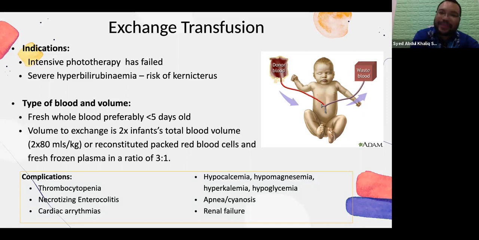Okay, my question. What does phototherapy do? Kenapa kita buat phototherapy? Macam mana phototherapy ni reduce bilirubin level?